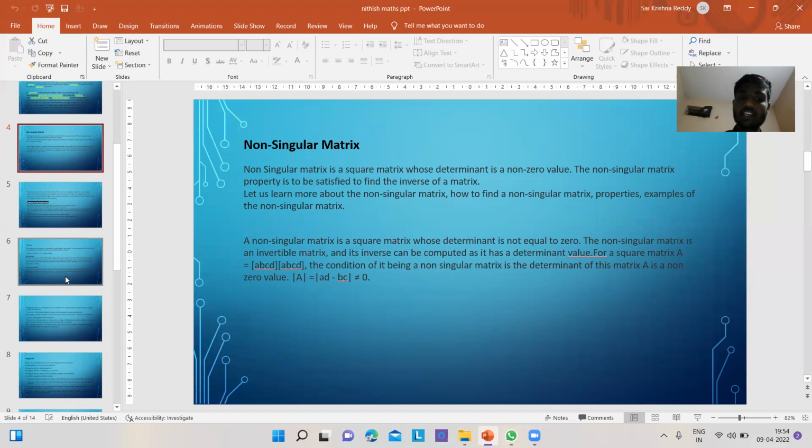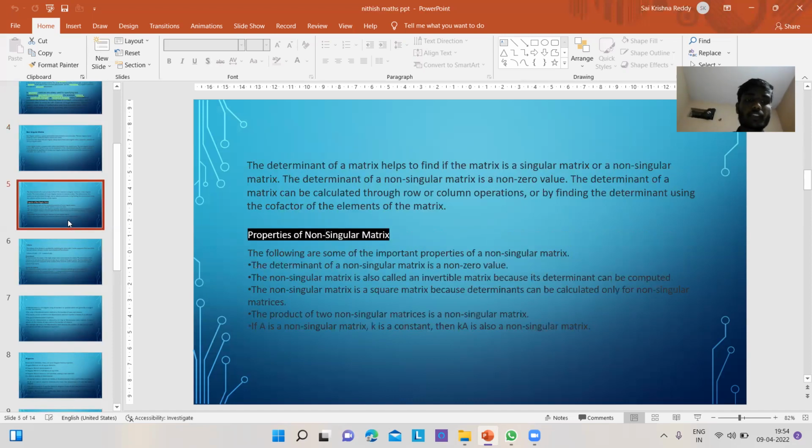For square matrix A, the condition of it being a non-singular matrix is that the determinant of this matrix A is non-zero. The determinant of a matrix helps to find if the matrix is a singular matrix or a non-singular matrix. The determinant of a non-singular matrix is a non-zero value. The determinant of a matrix can be calculated through row or column operations or by finding the determinant using the cofactor of the elements of the matrix.